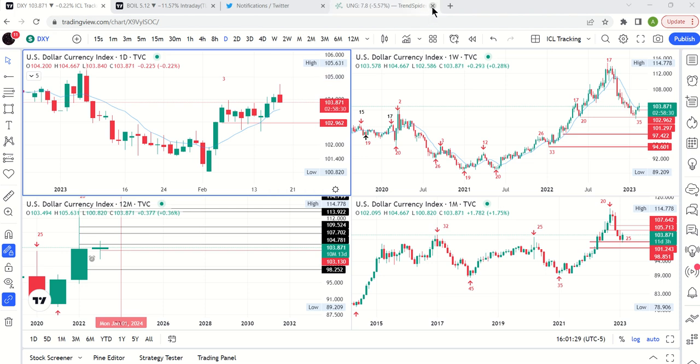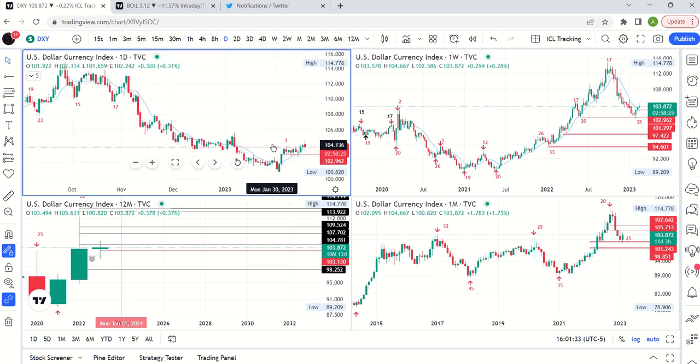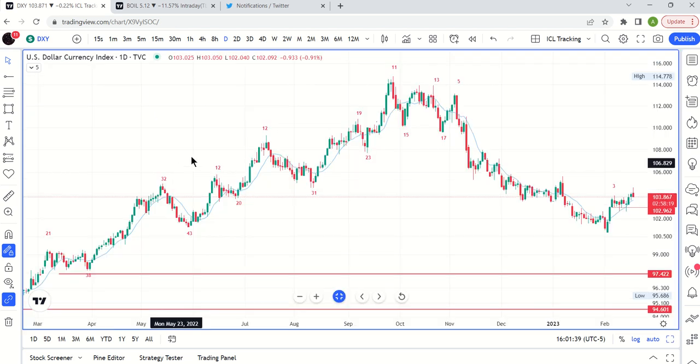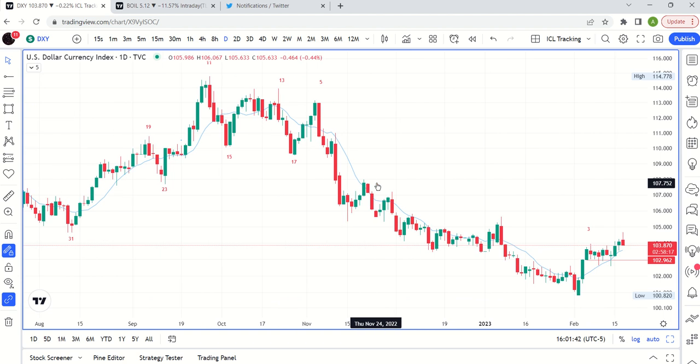We're going to do an update on the Dixie today, the US dollar index. We'll try to keep this really quick. Take a look at the pinned comment if you haven't seen the previous video on the Dixie, and also just in general for understanding cycles analysis, price action, etc.